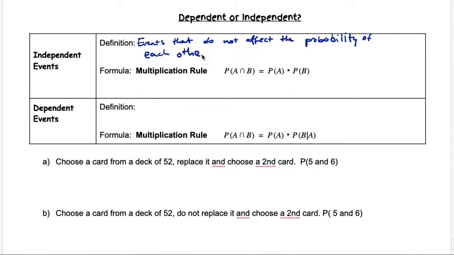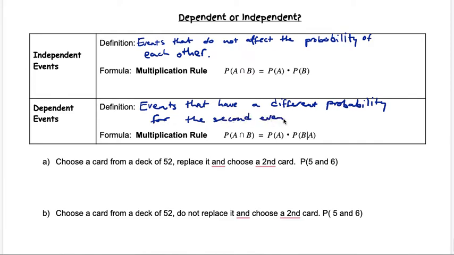And of course, that doesn't mean that they can't happen at the same time. They can, of course, happen at the same time, just that one event happening doesn't necessarily change the probability of the other event happening. So dependent events, in converse, are events that specifically have a different probability for the second event. So that's given that the first event has happened, it affects the second event.